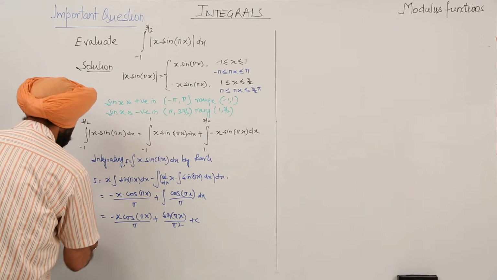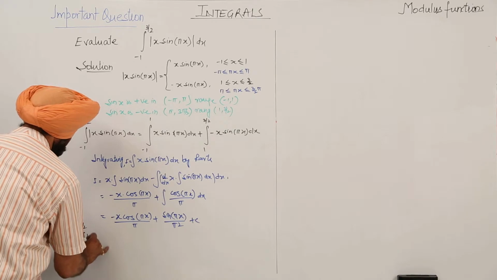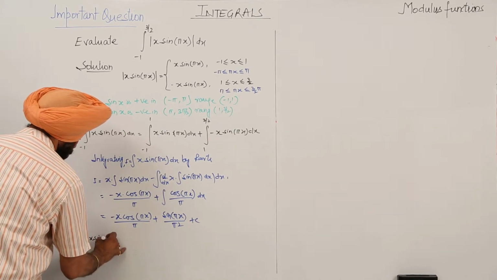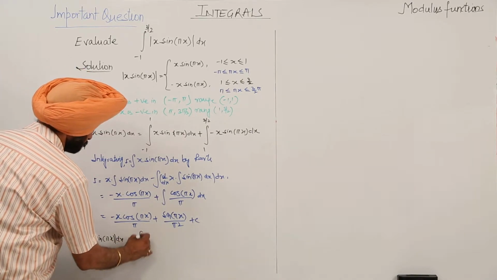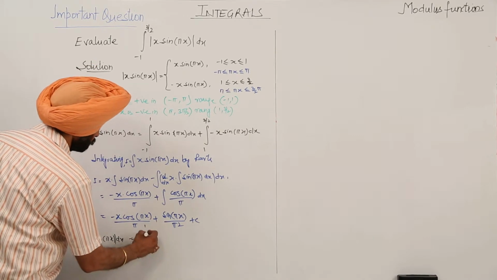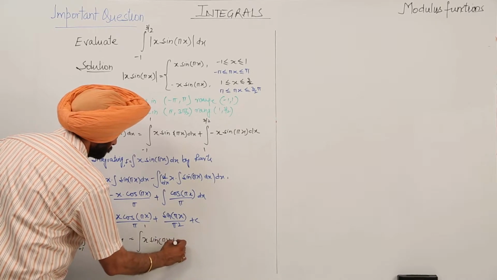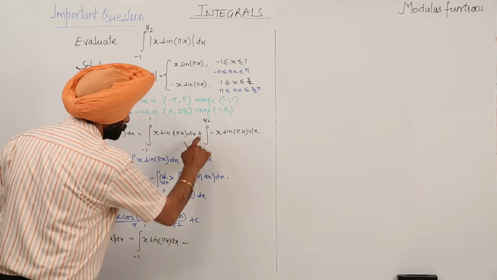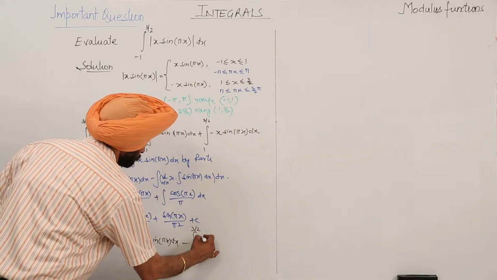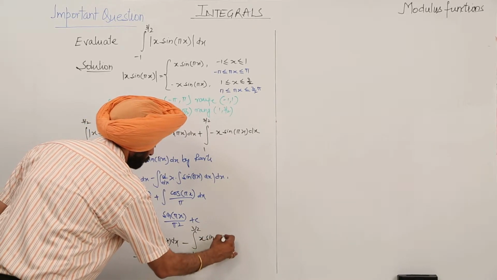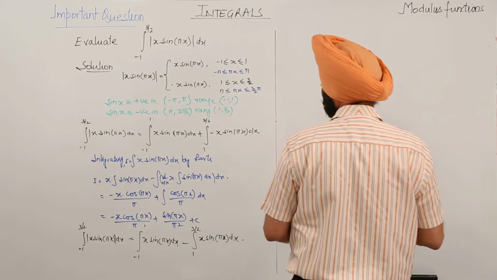Now our question becomes the integral from minus 1 to 3/2 of x sin pi x dx is equal to, first part, the integral from minus 1 to 1 of x sin pi x dx, minus this, plus, and this, the integral from 1 to 3 by 2 of x sin pi x dx. Now let's put the integrated value.